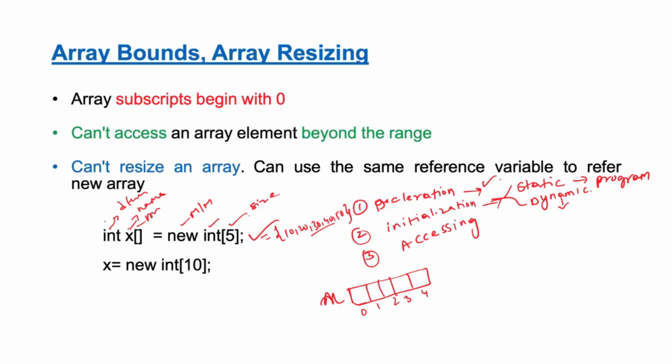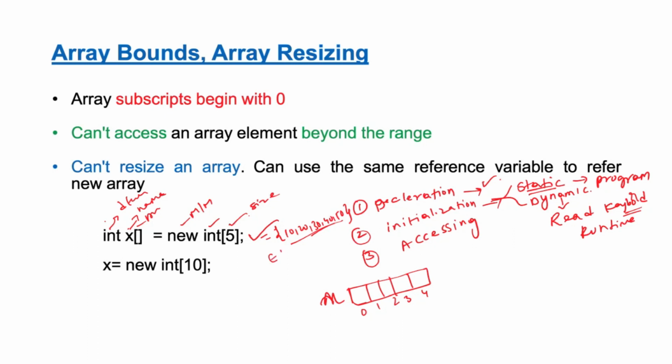In dynamic initialization, we read the data values from the keyboard. So dynamically we read it at runtime. When you run the program, at that time we read the values. So what is the difference between these two? In static, whenever you take a static declaration or initialization, these values are fixed for every execution.